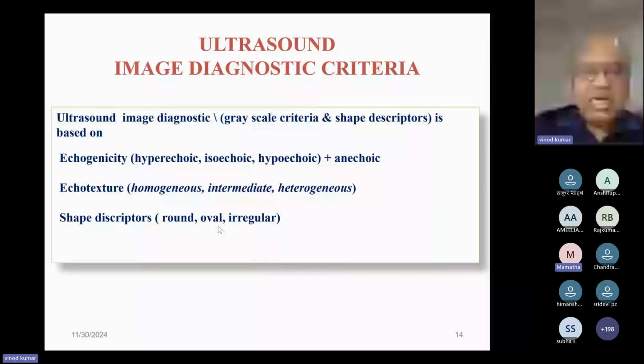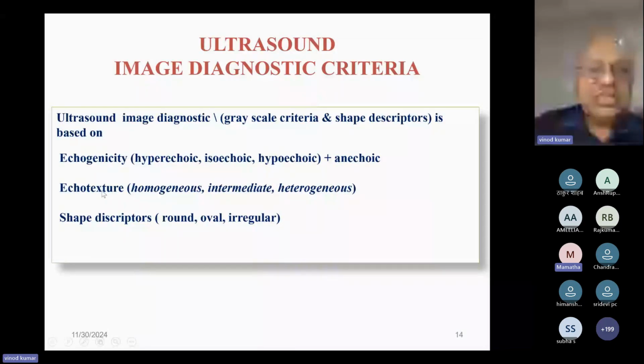Now, to understand the tumor texture, three things are generally done. One is echogenicity. Echogenicity, what I have already discussed, whether it is hyper, whether it is iso, whether it is hypo or anechoic. So for every tumor surface, we will identify which type of echoes we are getting. Second one is echo texture. We try to find out three things: echogenicity, echo texture, and shape.